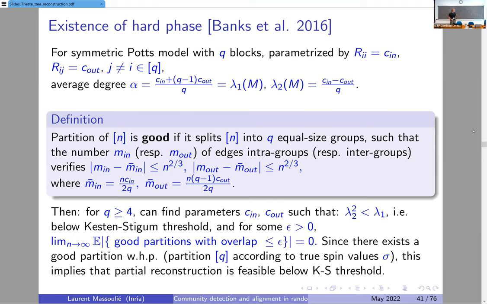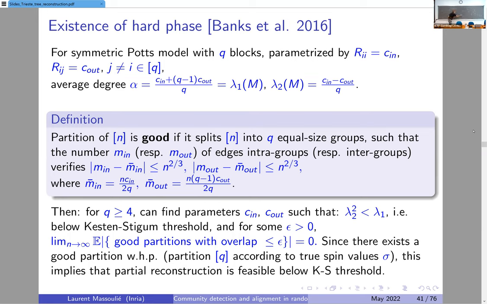Likewise for the edges that are across. And so we know that if we had picked the correct partition, we would meet this criterion. So there exists at least one good partition. And so how do we show that any good partition is necessarily such that it achieves positive overlap? Well, that's where this first moment method kicks in.